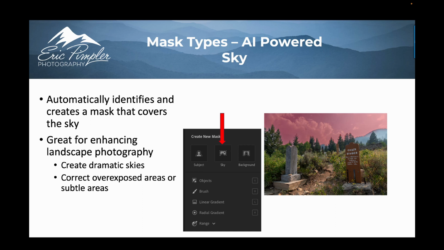So as I said earlier, it's great for enhancing your landscape photography, for doing things like creating dramatic skies. It's also used for correcting overexposed or underexposed areas. Also for subtle areas. Sometimes the sky is just a subtle part of the image, but you still need to do some correction on that as well.